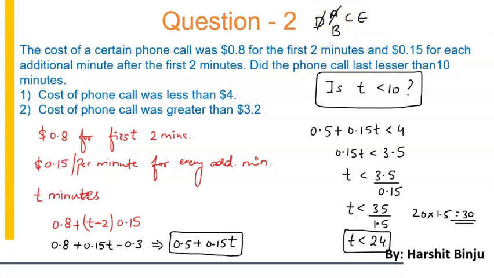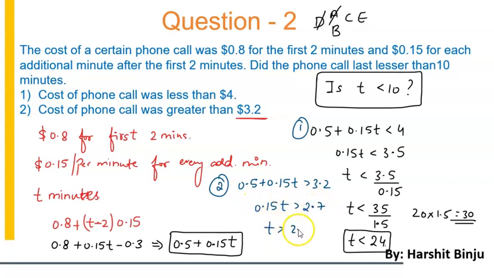Now the second one says that the cost of the phone call was greater than 3.2. From the second statement we can say that 0.5 plus 0.15 T should be greater than 3.2, which means 0.15 T should be greater than 2.7. So T is greater than 2.7 divided by 0.15.